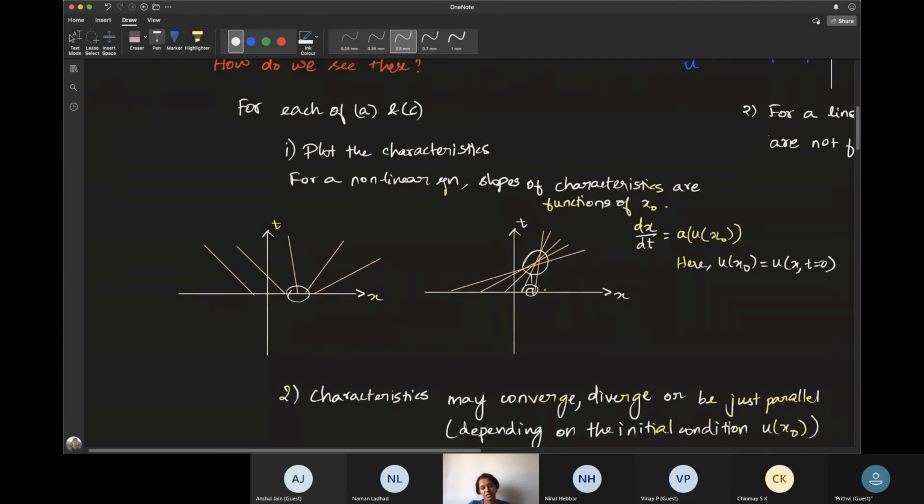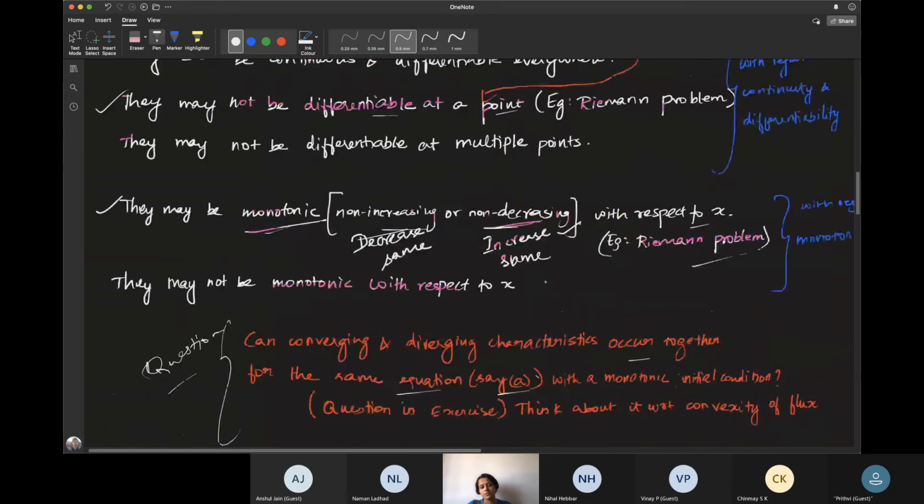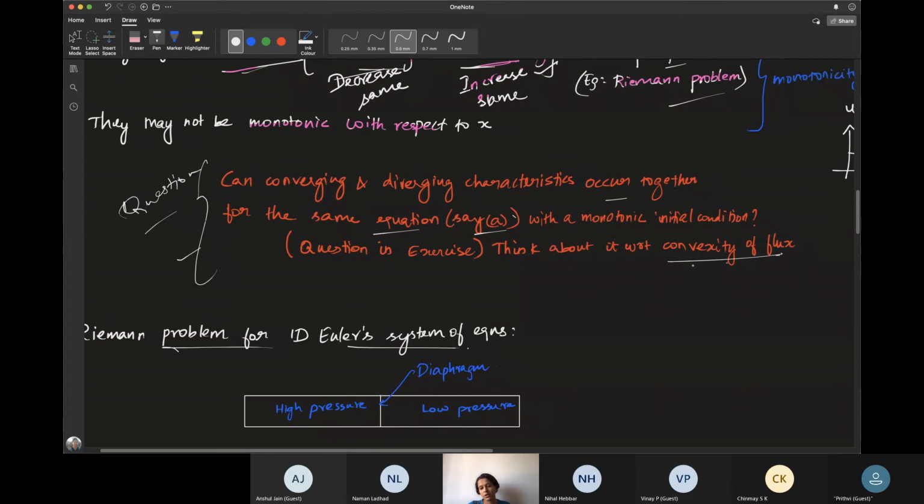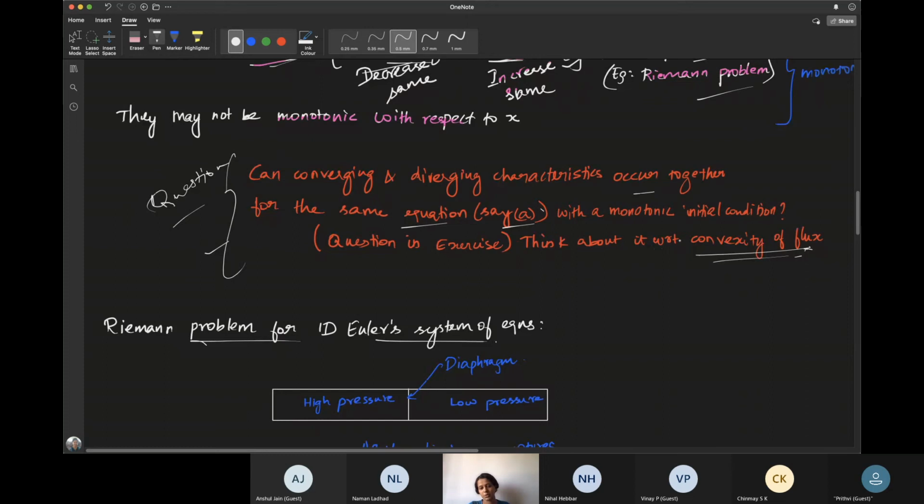On the other hand, I'm asking whether you can have both converging and diverging characteristics around the same point. So that is what I'm asking here. For the same problem, can you have both converging and diverging characteristics? I mean, you have to think about it with respect to the convexity of flux. This is a question in your assignment. You can think about it.